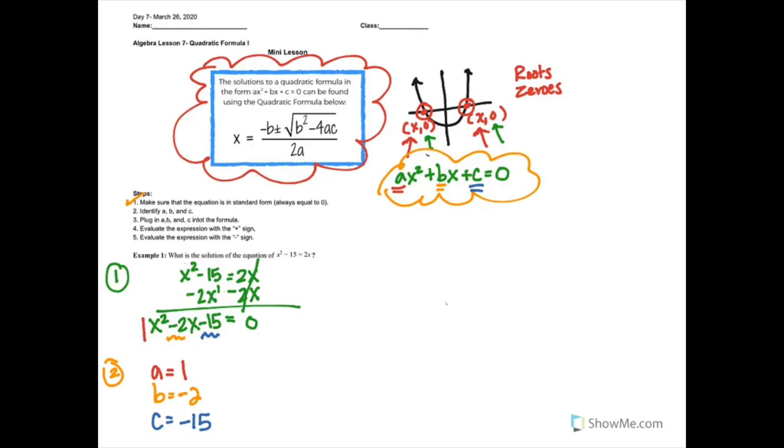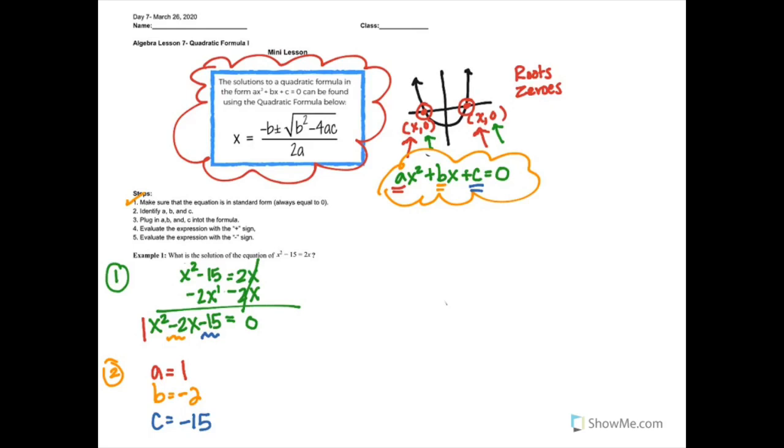So all I did was look at my equation and identify what's my a, what's my b, and what's my c. And you include whatever symbol comes before it. If it's a plus, then it's a positive number. If it's a -2x, then it's a -2. Or if it's a -15, then it's a -15. You don't want to ignore those negative signs.